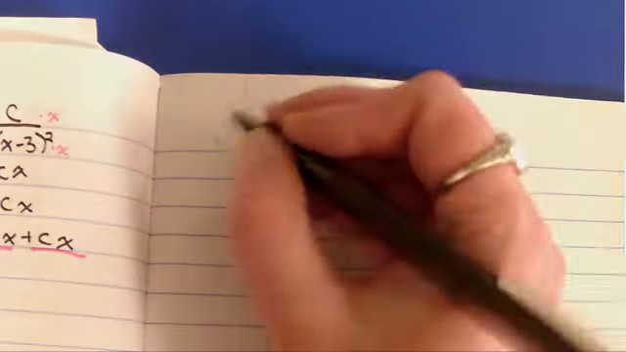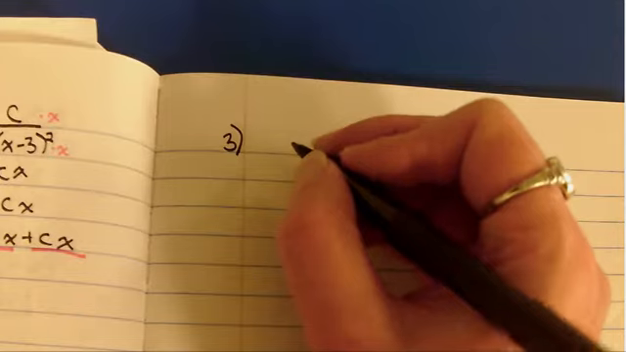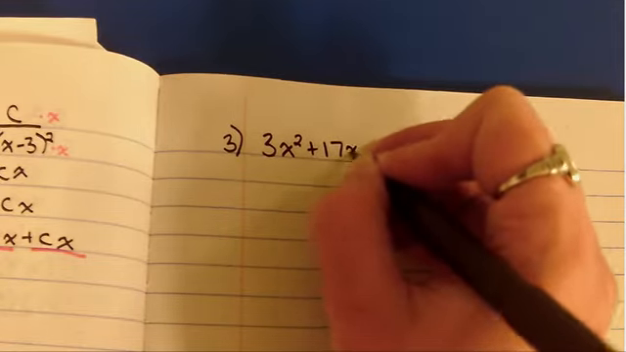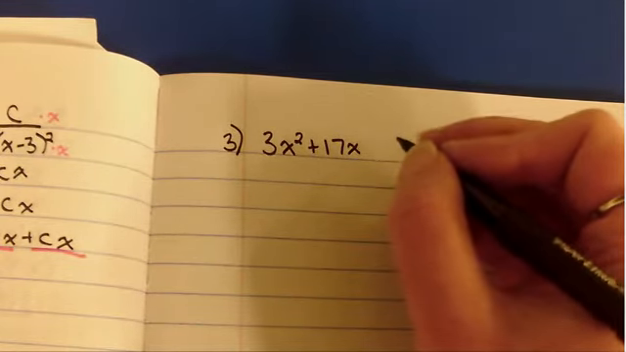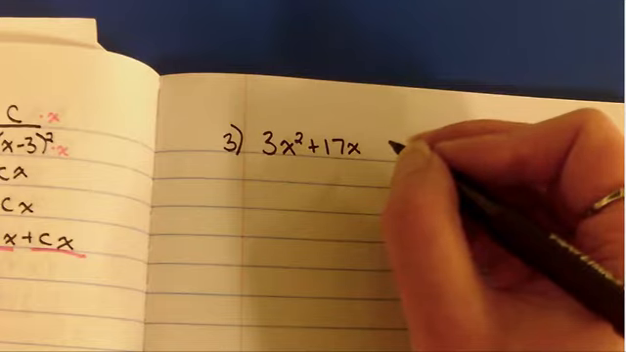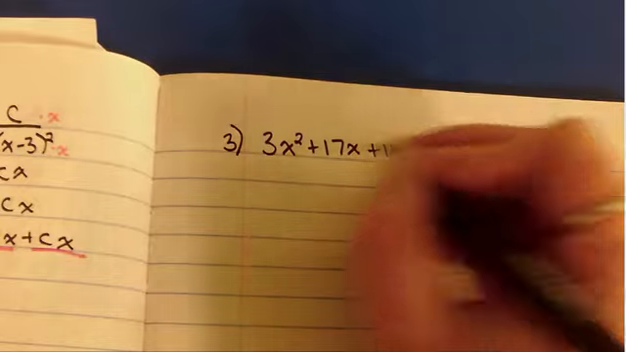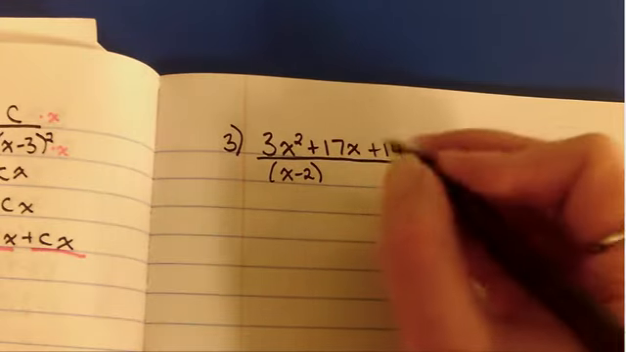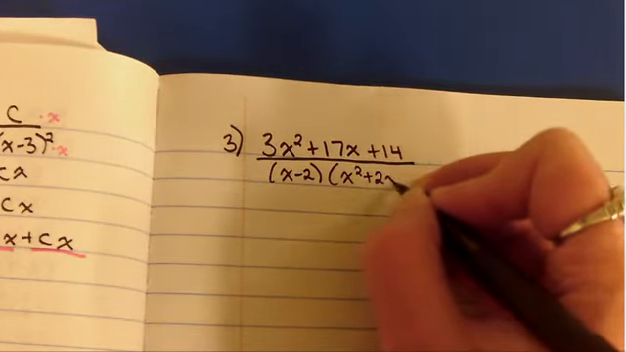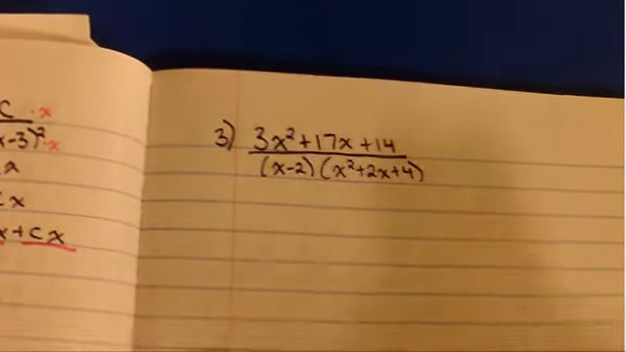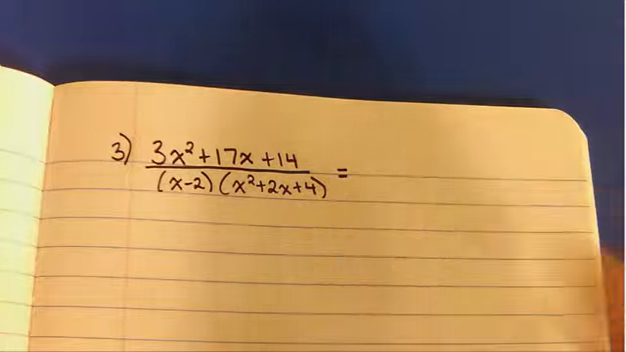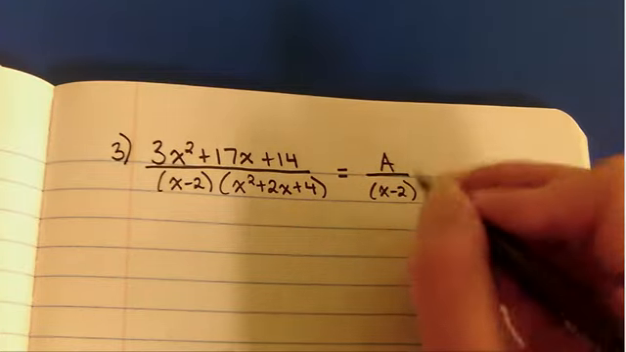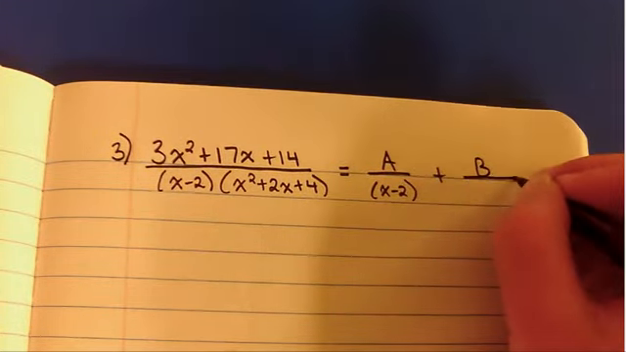Example 3. So this would be made up of a over x minus 2. I do not have any repeated, so I don't have to worry about the repeating part.